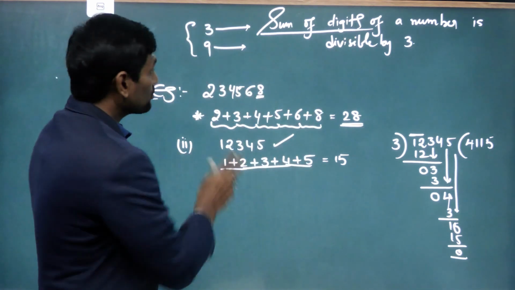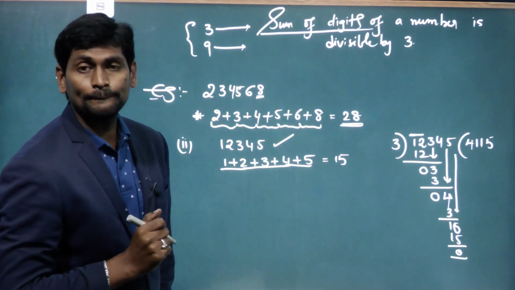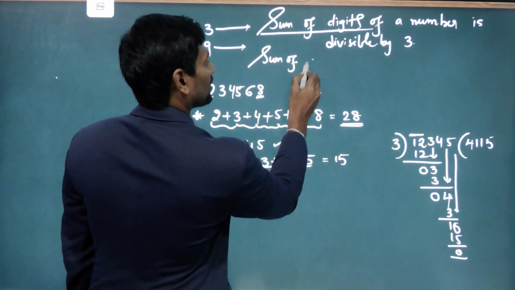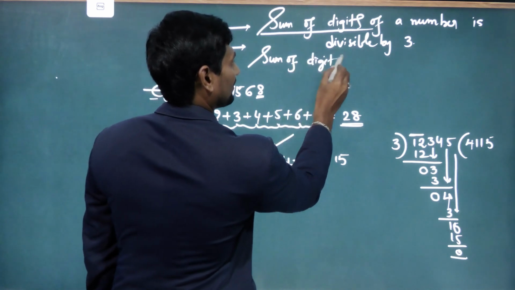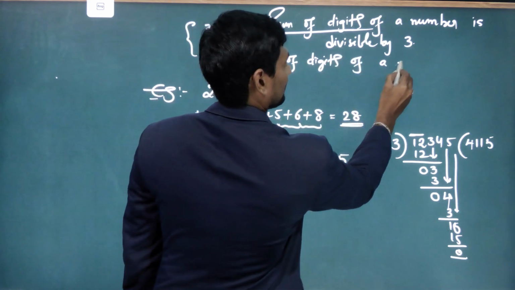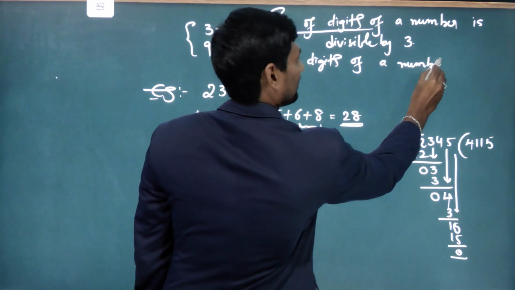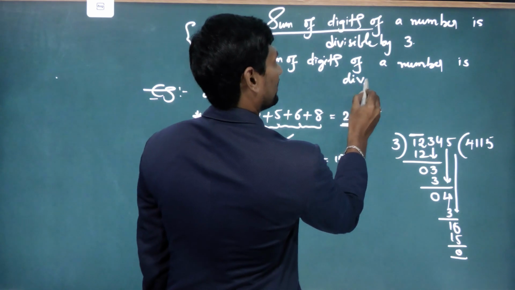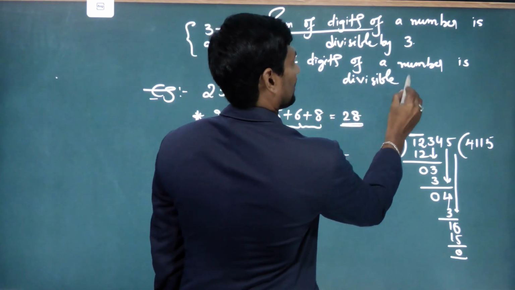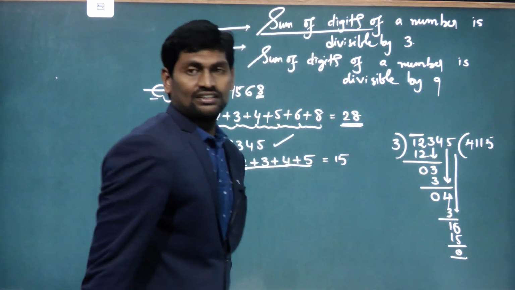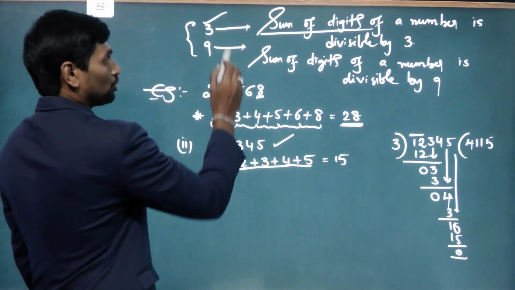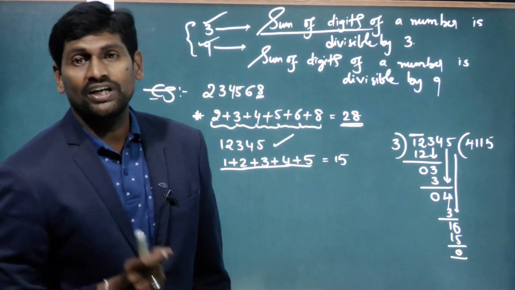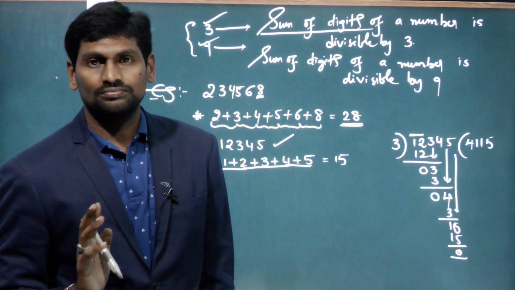So based on this, can you say the divisibility rule for 9? Yes, what is that? Sum of digits of a number is... Very good. Sum of digits of a number is divisible by 9. While we're checking for the 3 table, it should be divisible by 3. While you're checking for 9, it should be divisible by 9. Clear?